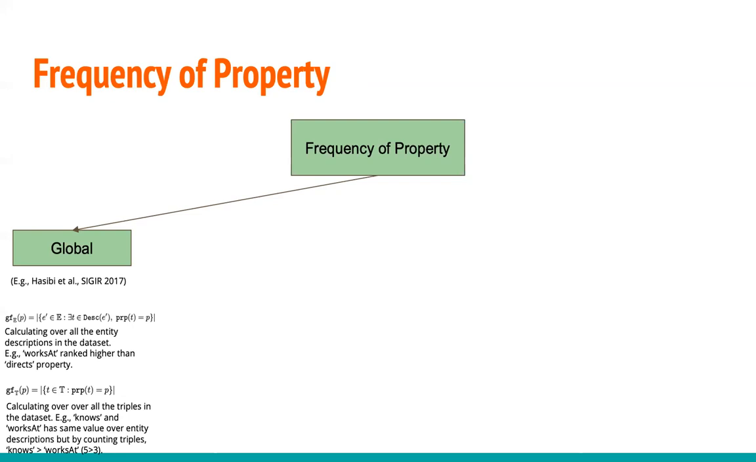Again, we can measure them at the entity level and also at the triple level. That means we can measure inside each entity description and count the properties, how many times they appear, or we can count the number of triples that appear in the data set. So let's take an example.